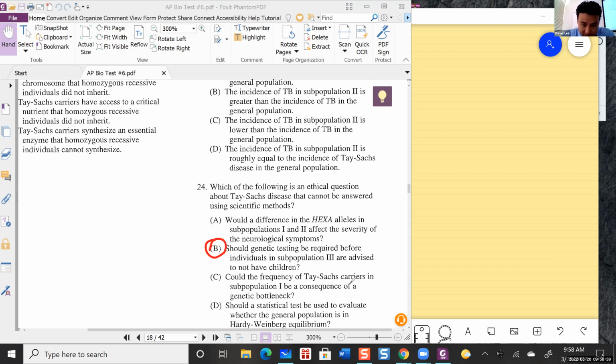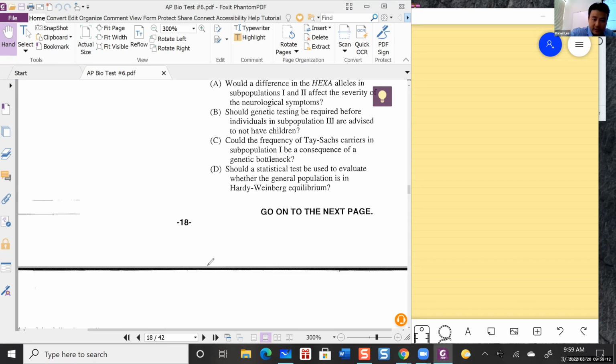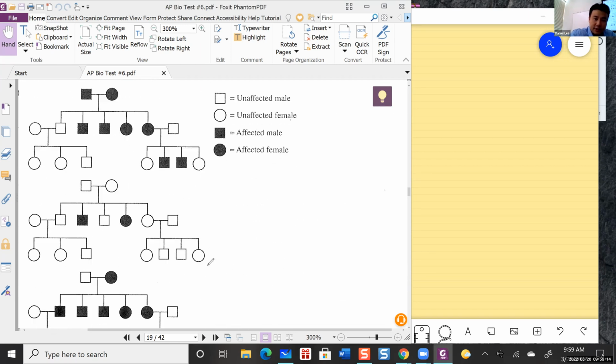C, could the frequency of the carrier be a consequence of a genetic bottleneck? Genetic bottleneck means a lack of genetic variation. The bottleneck effect produces a lack of genetic variation. So you could find out whether it is because the population doesn't have enough variation. Maybe they're all carriers, a lot of carriers for some reason. So that is not unethical. Okay, so that's fine. Anyway, B is the answer. That would be the best answer there. Okay, next one.